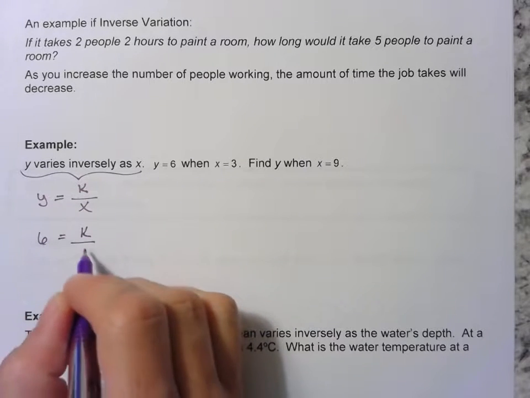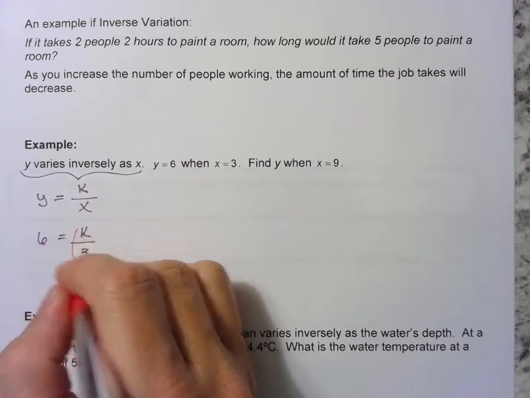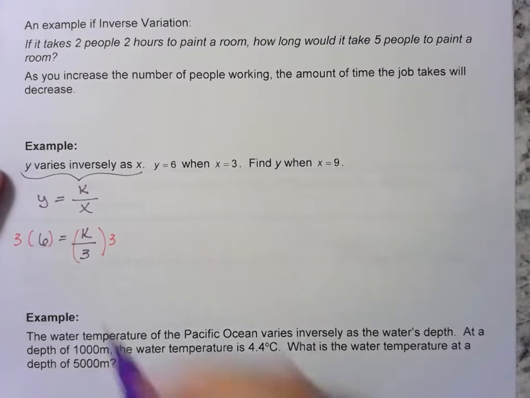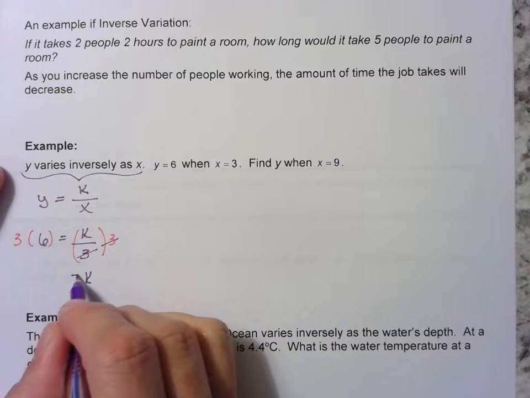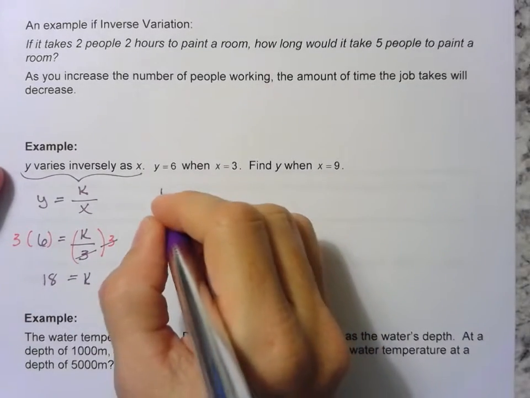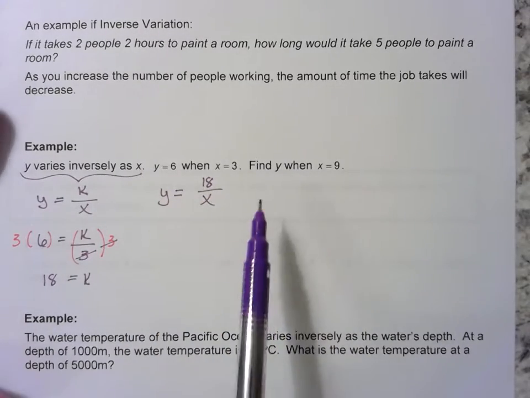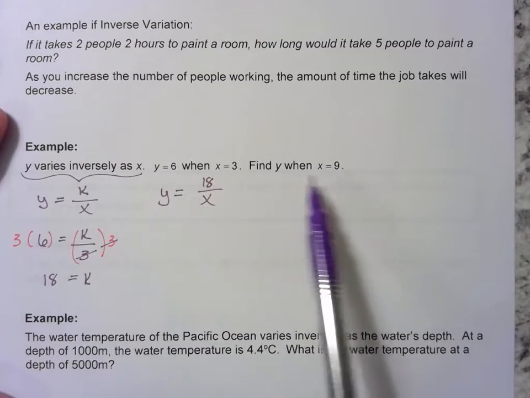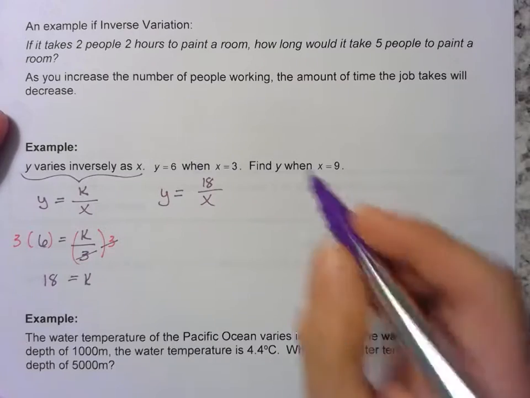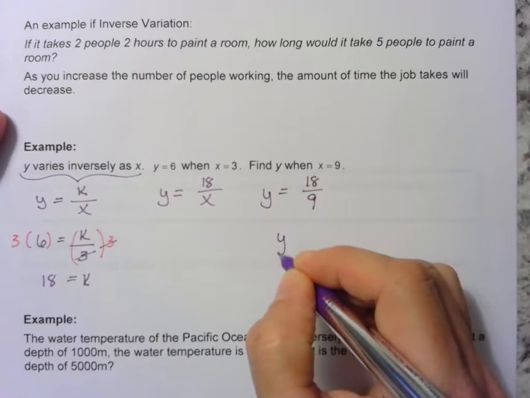when x is 3. We are going to multiply both sides by 3, so that we end up with k is equal to 18. So if we want a generic formula, we have y equals 18 over x. We use our generic formula to find what we're looking for. Find y when x is 9. So y is equal to 18 divided by 9, which means y is 2.